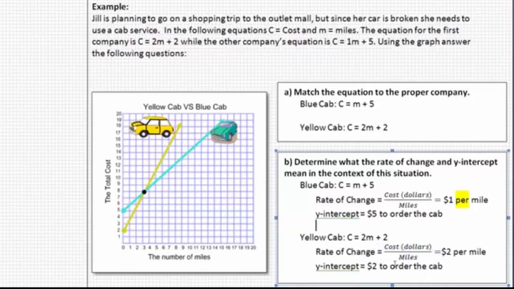And similar here to the yellow cab. This 2 in our rate of change, again, y is the cost, x is the miles. So that 2 is saying that it costs me $2 per mile that the trip is, and the y-intercept tells us that it costs $2 just to order the cab to come pick us up.